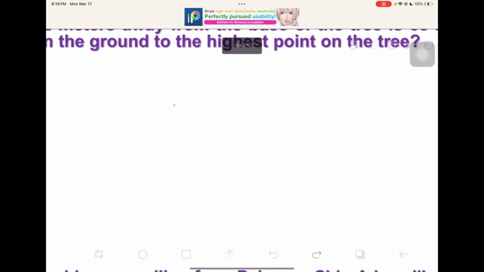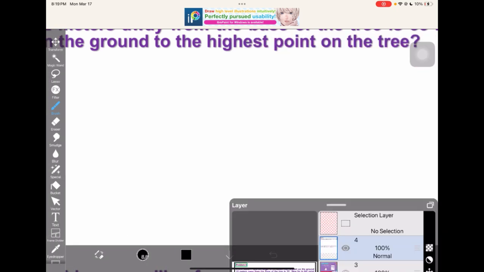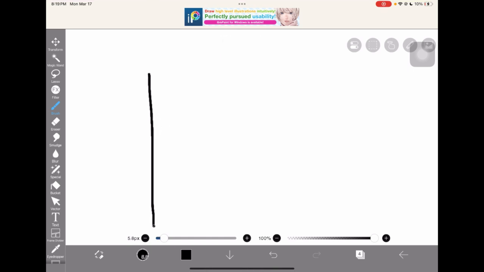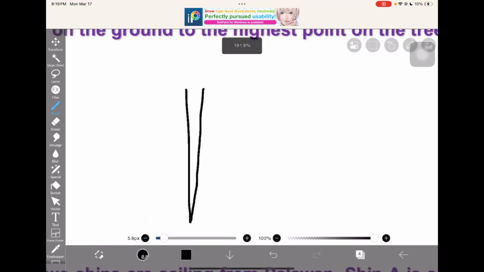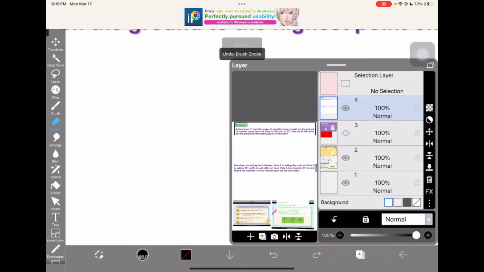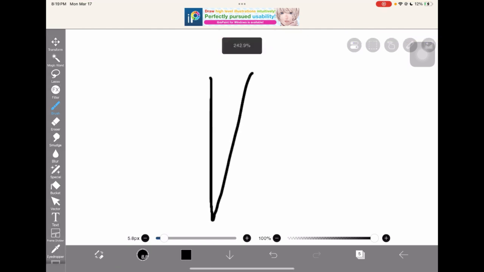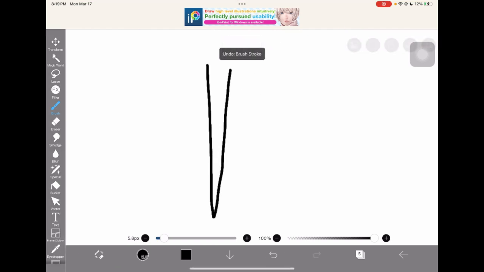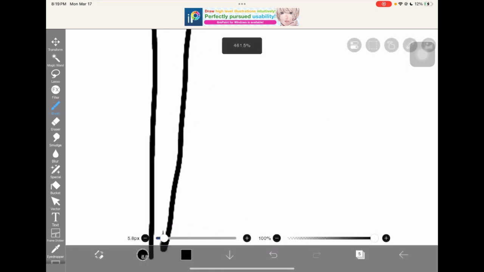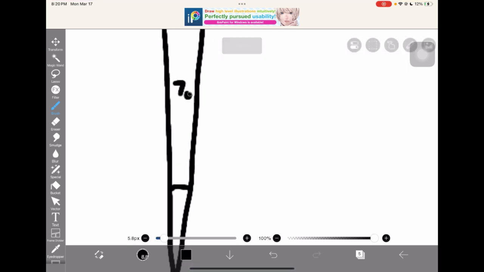First and foremost, let's say we have a tree over here. We know that it leans 7 degrees, so it's something like this. I'll add a new layer. Once again, we have a tree that leans 7 degrees, so let's make it really steep. There we go, 7 degrees right there. Let's add an imaginary line. There we go, we'll call that 7 degrees.